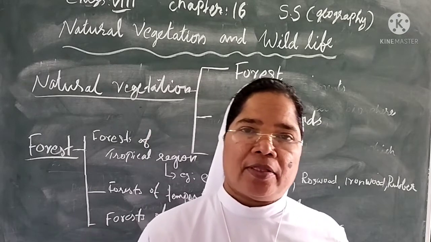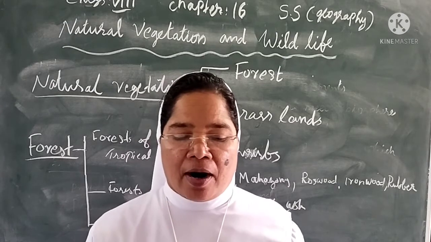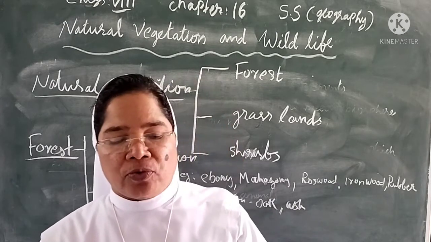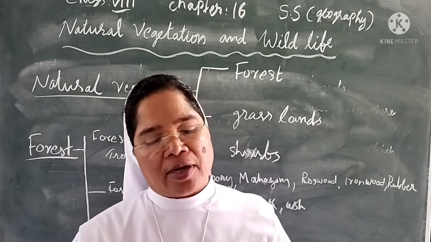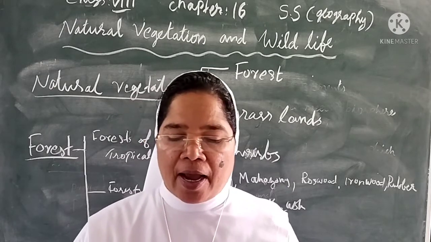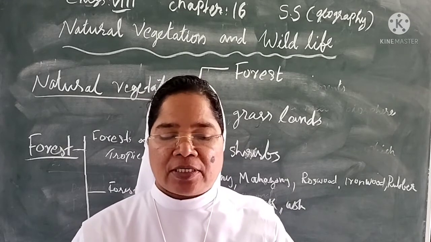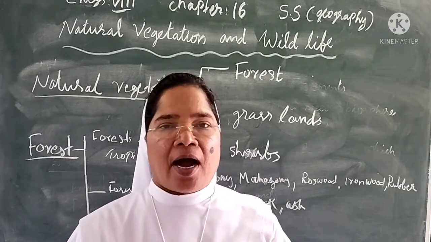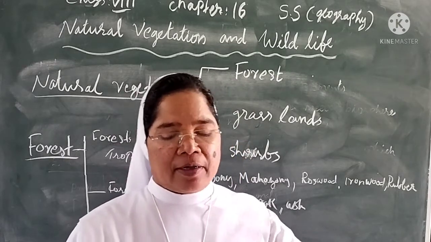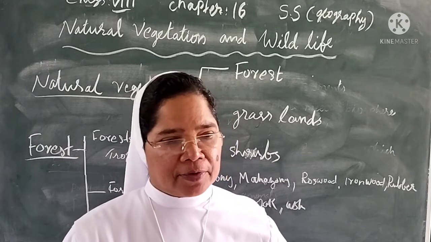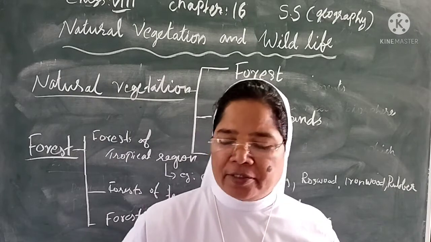The main trees found in the taiga region are Douglas fir, spruce, larch, and redwood. Have you seen redwood? I will show the picture. These are the trees where the taiga forest grows. Now, let us go to the next point.